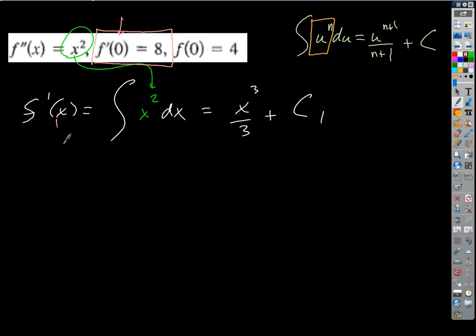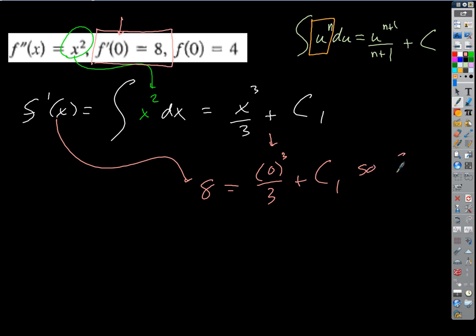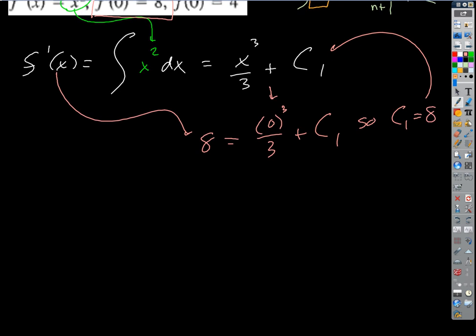So if I plug that in, I'm getting 8 equals 0 cubed over 3 plus c1. Okay, well 0 cubed over 3 is just 0, right? So what's the value of c1? 8. Okay. Okay, good. So we can plug that value in up there. And now we end up with the solution here, right? F prime of x is equal to x cubed over 3 plus 8. There's our specific, our particular solution, right?